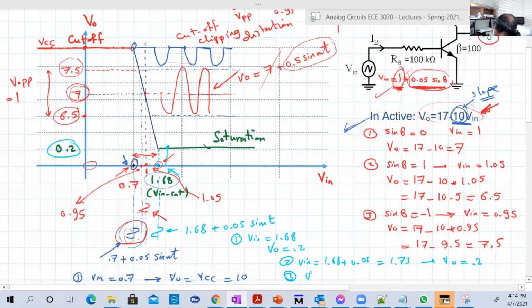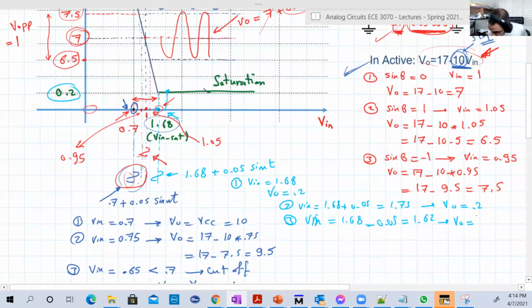Number three, when sine omega t is equal to -1, the input will be 1.68 minus 0.05. This is basically 1.62. This is less than 1.68, so it will be amplified. And we can determine the output in that case. We can use this equation. So it will be 17 minus 10 multiplied by 1.62. So 17 minus 16.2. This is basically 0.8. The output will be 0.8.